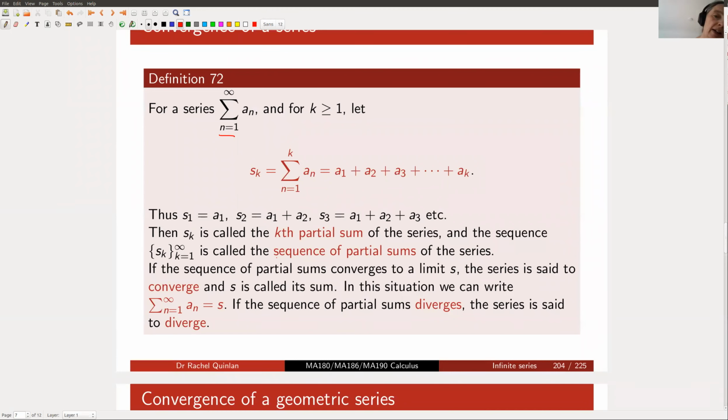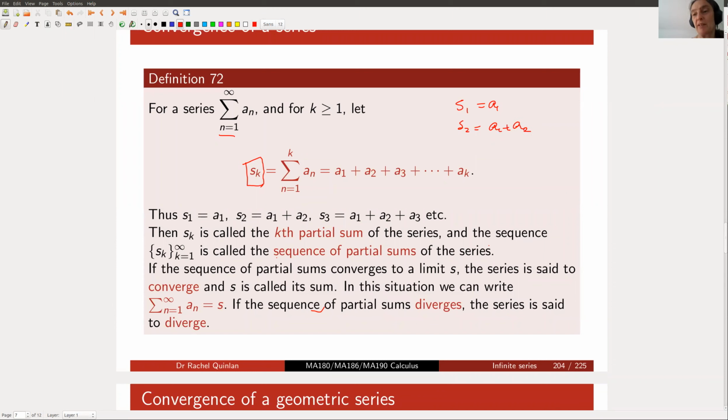So for any k from 1 onwards, or from wherever your n starts onwards, we can define a new animal, s_k. For each k greater than or equal to 1, we're defining s_k to be the sum of the first k terms in the series. So s_k is a_1 plus a_2 plus a_3 up as far as a_k. So s_1 is just a_1, s_2 is a_1 plus a_2, and so on.